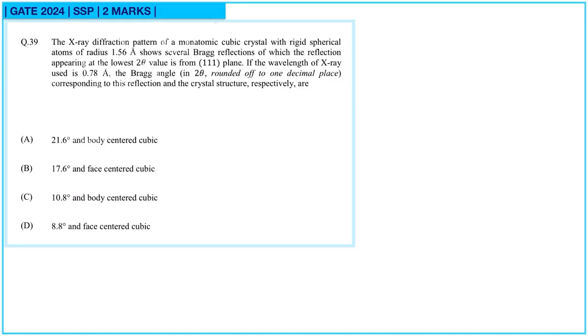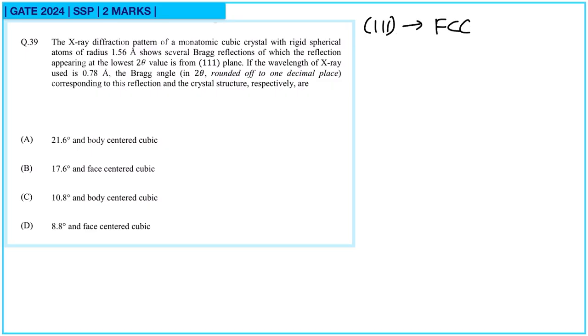Next question. The X-ray diffraction pattern of a monoatomic cubic crystal with rigid spherical atoms of radius 1.56 angstrom shows several Bragg reflections, of which the reflection appearing at the lowest 2 theta value is from the 111 plane. If the wavelength of the X-ray used is 0.78 angstrom, the Bragg's angle corresponding to this reflection and the crystal structure respectively are. Now the lowest plane is the 111 plane.